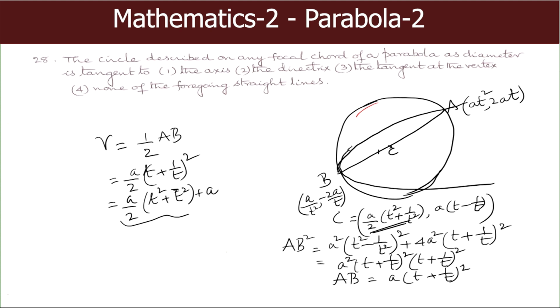That means the radius is (a/2)(t² + 1/t²) plus a, whereas the x coordinate of C is (a/2)(t² + 1/t²). Therefore, this must be tangent to the directrix. The distance of C from the y-axis is (a/2)(t² + 1/t²). So, the distance of C from the directrix is (a/2)(t² + 1/t²) plus a. That is equal to the radius. Therefore, clearly the circle is tangent to the directrix of the parabola, which is the second option.